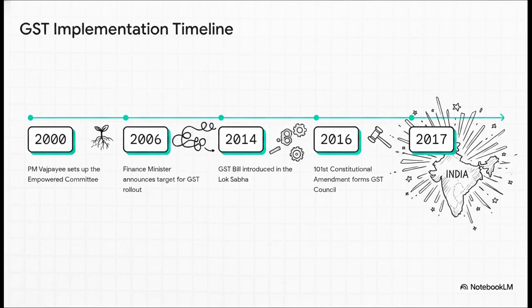The seed was actually planted way back in the year 2000 when Prime Minister Vajpayee set up an empowered committee. Then in 2006, the initial rollout target was announced. It took years of intense political maneuvering to finally introduce the bill in 2014, which paved the way for the 101st Constitutional Amendment in 2016. And then finally, at the stroke of midnight on July 1, 2017, the whole shebang officially went live across India.